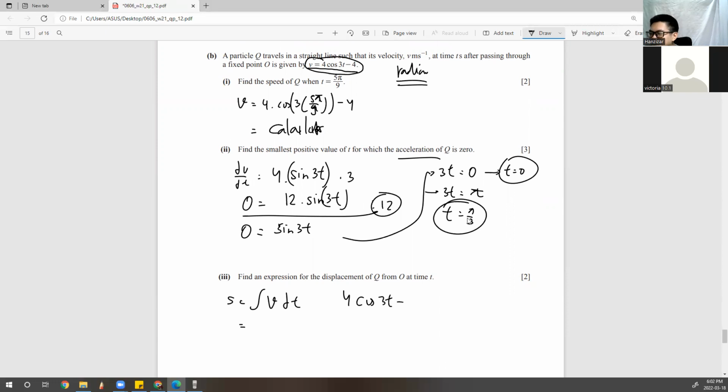Integration of 4 cos 3t minus 4. Integration of 4 cos becomes sine, right? Because cos, not negative sign. Negative sign is for derivative. If you integrate, it becomes 4 sine 3t over the inside, 3, minus 4t, right? Done. Plus c. That's it.